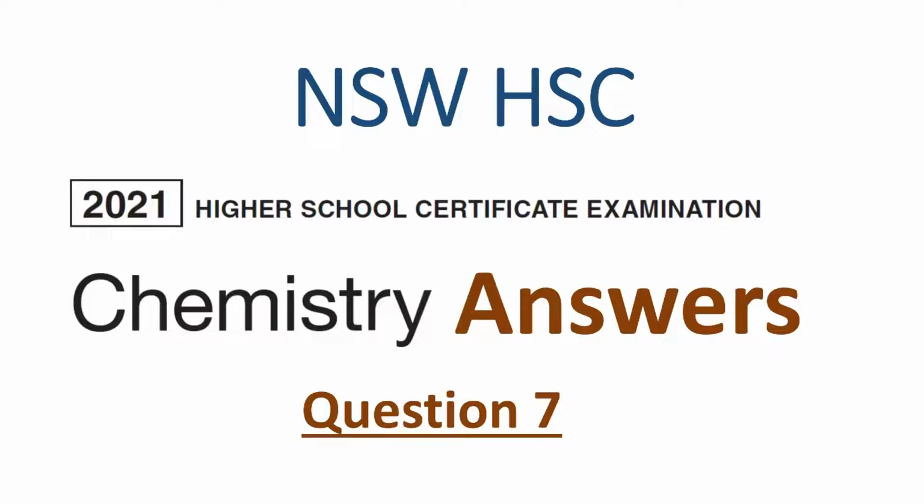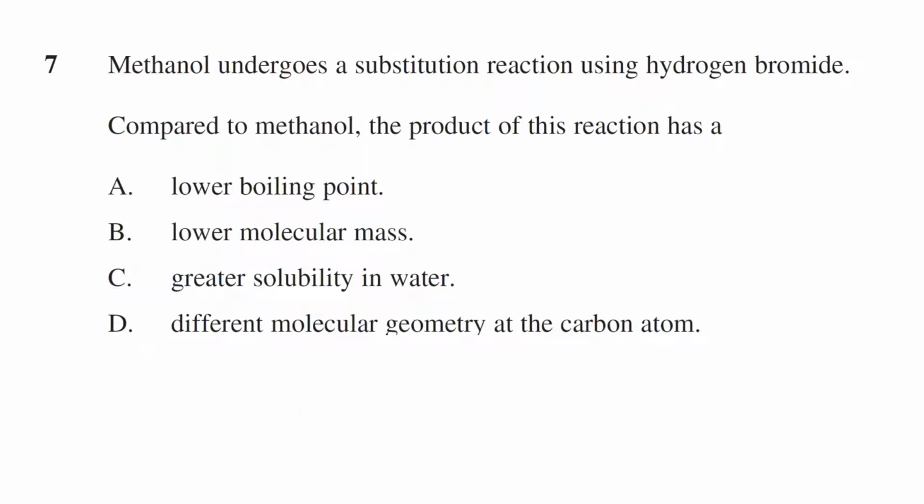In this video, we'll go over the answer to question 7 of the 2021 New South Wales HSC Chemistry Exam. This question asks, methanol undergoes a substitution reaction using hydrogen bromide. Compared to methanol, the product of this reaction has a lower boiling point, lower molecular mass, greater solubility in water, or different molecular geometry at the carbon atom.